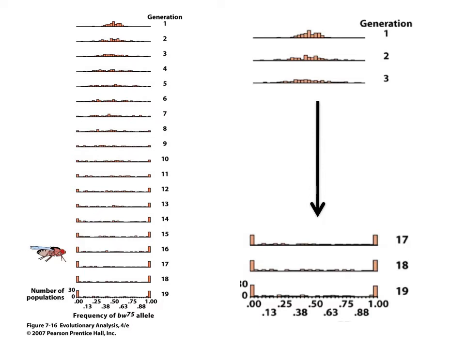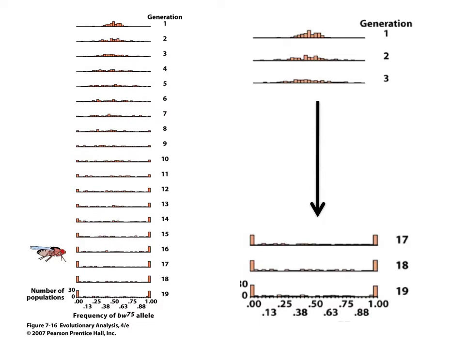Then by, let's say, the 17th generation, we now see that the vast majority of those populations have become fixed for either the BW75 allele or the BW allele. And obviously, these are laboratory populations, so there's not really any apparent selective advantage for any of those alleles. And so we see this dramatic change in the frequency of the alleles, or evolution.